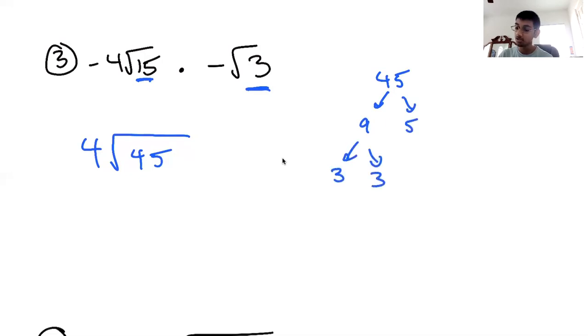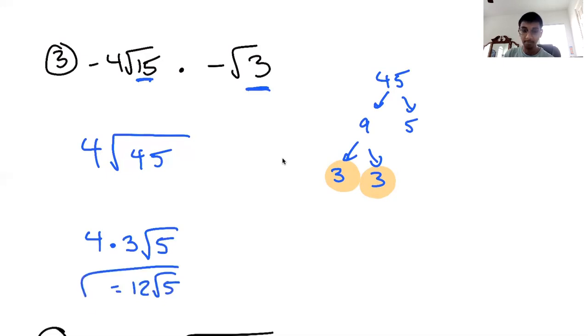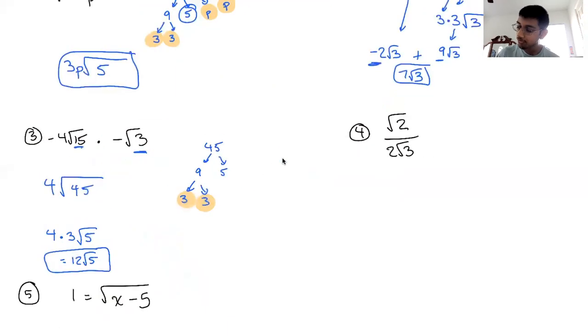Okay, so we notice that the number 3 is repeating over here twice. So that would go on the outside. We're going to move a 3 to the outside of my radical now. So it becomes 4 times 3 with a radical 5. Good. And that simplifies now to 12 radical 5. And then that would be my answer. Okay, so that's the answer for that. Now let's do number 4.